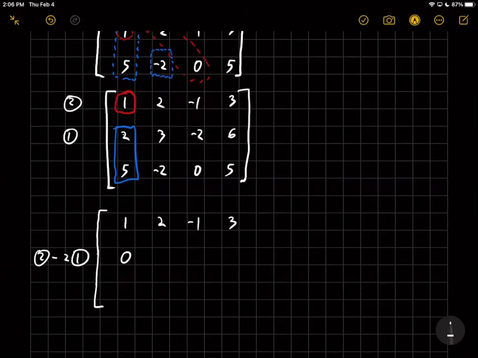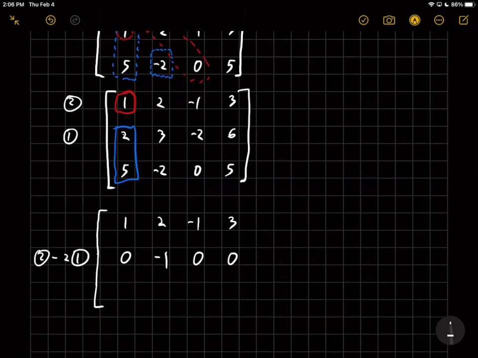Now we need to be careful. For the y column, we start with the 3 and subtract the 2 twice. So we get a -1. And then we'll start with -2 and subtract -1 twice. So that's -2 plus 2. That gives me a 0 there. And then we have to take the 6 minus 3 twice, and that'll give me another 0. So row 2 becomes that.